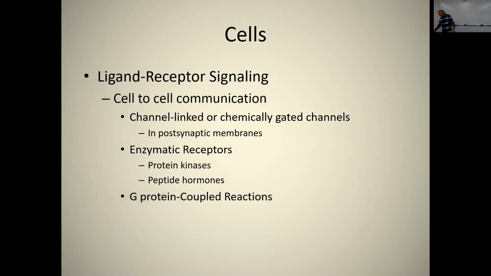G protein coupled reactions, second messenger systems. As I mentioned before, if the signaling molecule is water soluble, it doesn't get into the cell. It binds to a receptor on the surface of the receiving cell, and this activates what's called a G protein just underneath the surface of the cell. This will be a peripheral protein. And it turns on enzymes, similar to the enzymatic receptors, that make a second messenger. And the second messenger goes throughout the cell and turns on all kinds of stuff inside the cell.